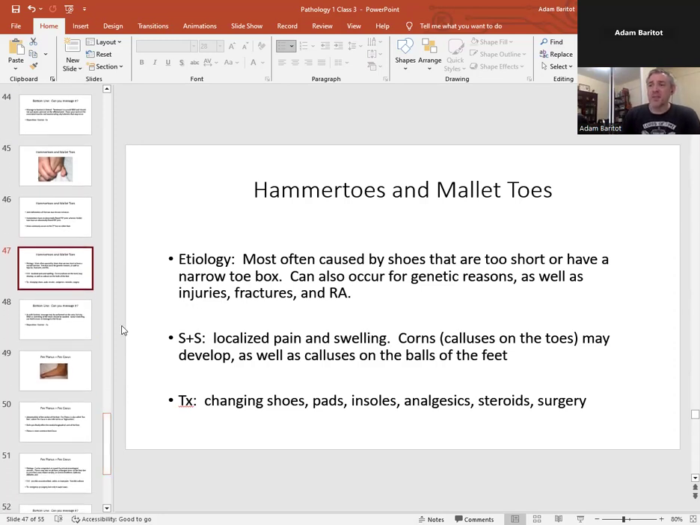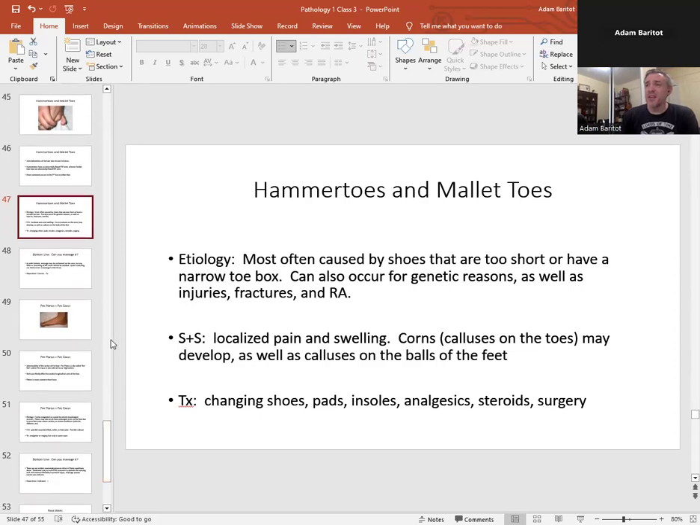Treatment in Western medicine: wear different shoes. Really simple. Use pads, insoles, analgesics, steroids may be needed, and in extreme cases, surgery.